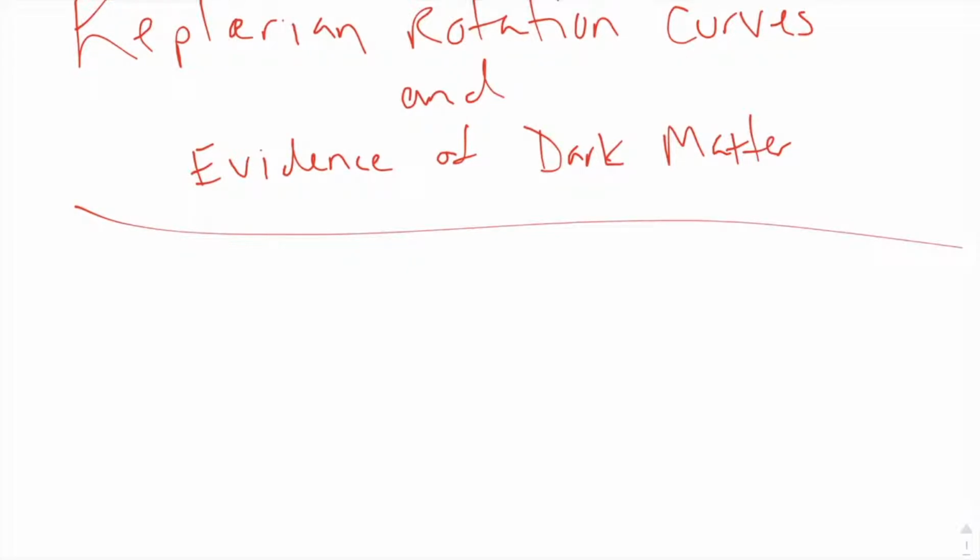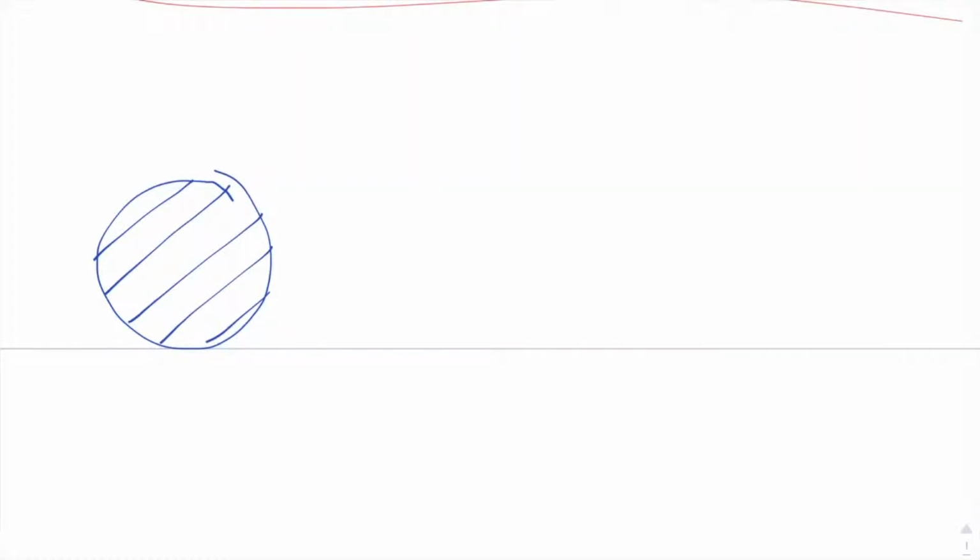So in this video, we'll be going over the Keplerian rotation curves and seeing how these form a basis of evidence of dark matter. Essentially, what we're going to be doing is looking at a galaxy and looking at how the velocity of objects orbiting this galaxy should change with distance.